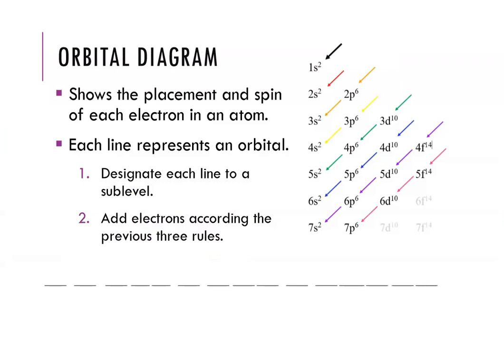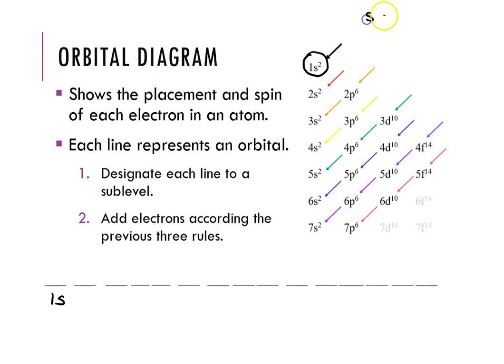Okay, so the orbital diagram. For our orbital diagram, we have to fill in what sublevel each of these lines is, because each of our lines represents an orbital. The order that I go in is going to be given to me by this energy diagram here. So I always start with 1s, and then I mark off the number of orbitals that the s has.